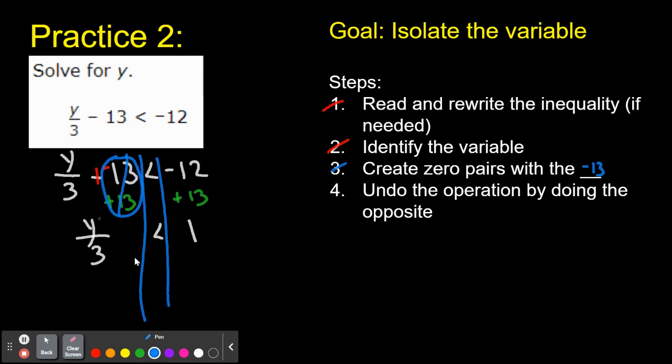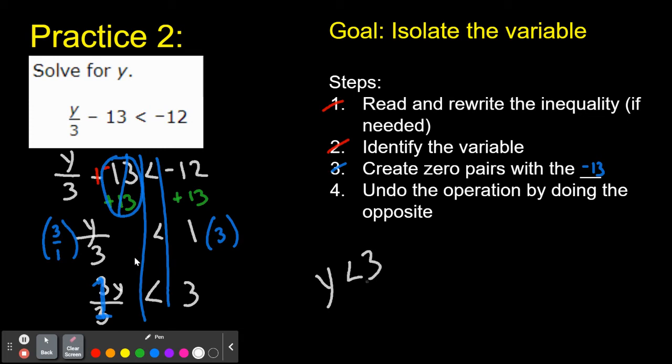Now we need to undo y divided by 3. How do we undo dividing by 3? Well, we're going to use multiplication. We're going to multiply by 3. Once again, 3 times y is 3y. 1 times 3 is 3. And there we get that 1, right? That creates a 1y. Any number divided by itself is 1. And 1 times 3 is 3. So once again, we end up with y is less than 3.